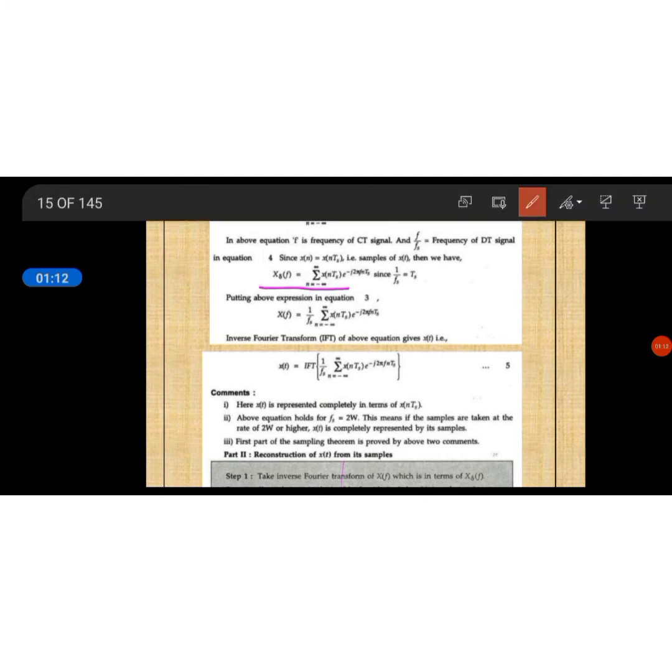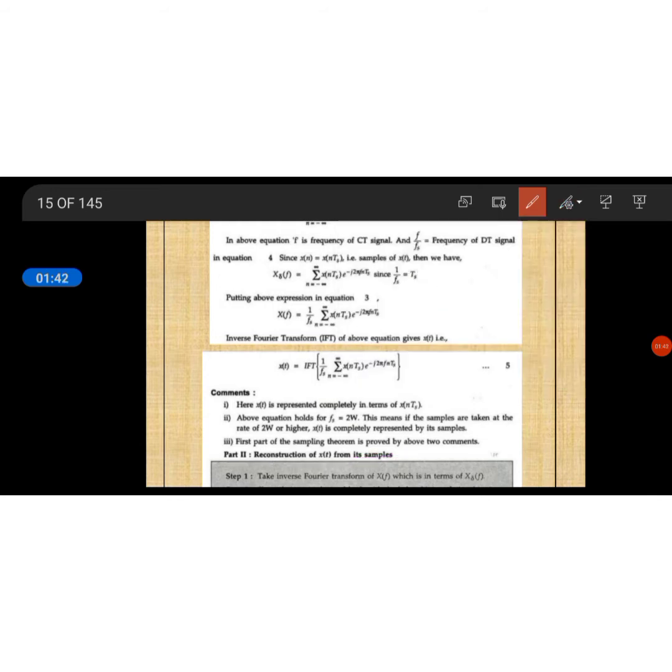Here we have got X delta of f, X of f. X of f is nothing but 1 by fs times the summation of x of nTs e power minus j 2 pi f nTs, right? So this is the first part. In order to get the second part, what you have to do is take the inverse Fourier transform of X of f. That is part 2.